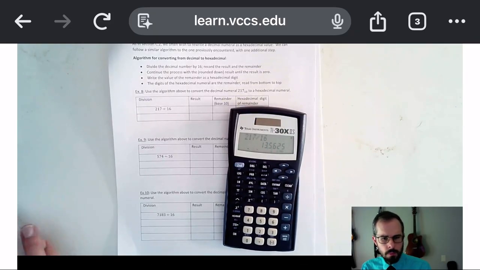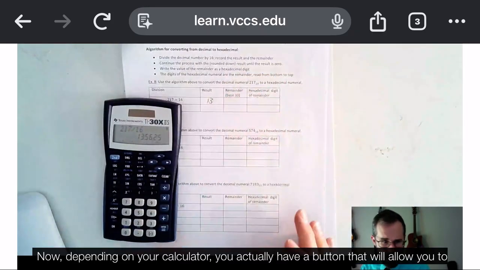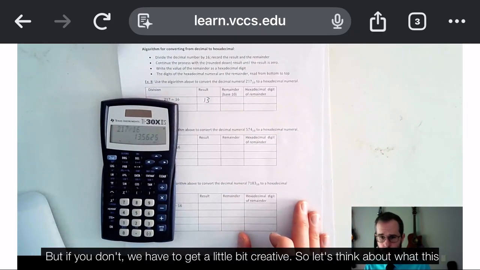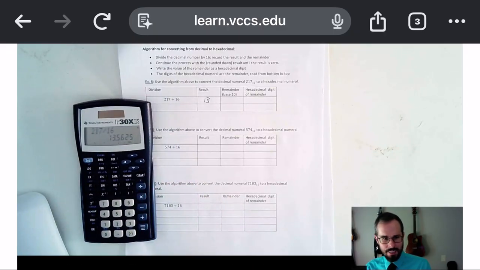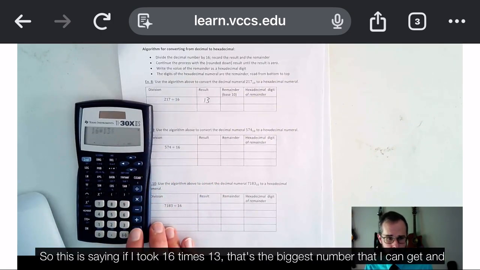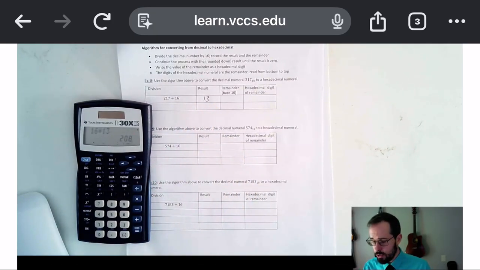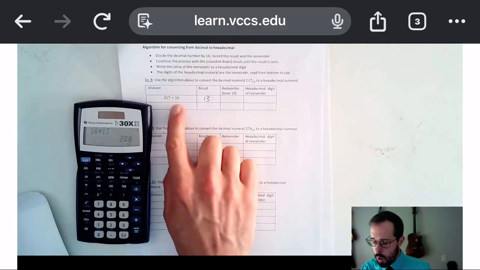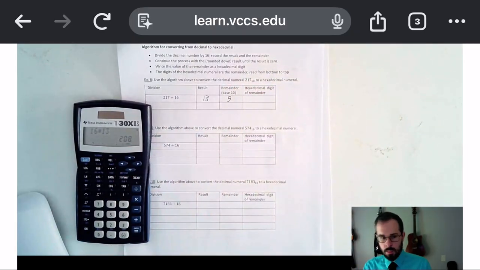So in other words, we get a result of 13 with some remainder. Now, depending on your calculator, you may have a button that'll allow you to do that, but if you don't, we have to get a little bit creative. So let's think about what this means. When we divide 217 by 16 and get a result of 13, remember division is the opposite of multiplication. So this is saying, if I took 16 times 13, that's the biggest number that I can get and still be less than 217. So if I take 16 times 13, I will get 208. So 217, when I divide it by 16, I get 13, but that only takes me to 208, so I have a remainder of 9. Here's another way to do that with your calculator.